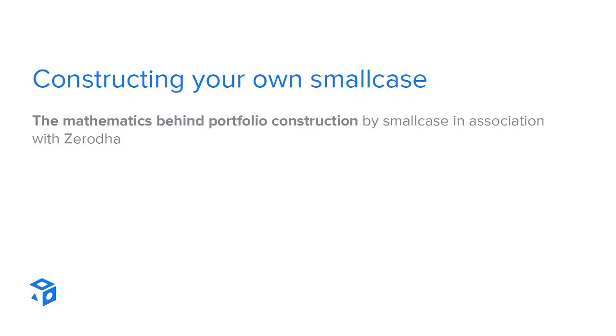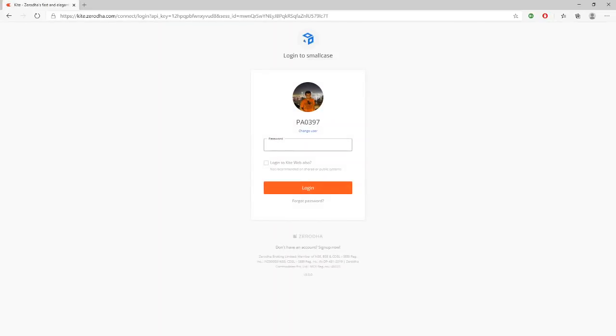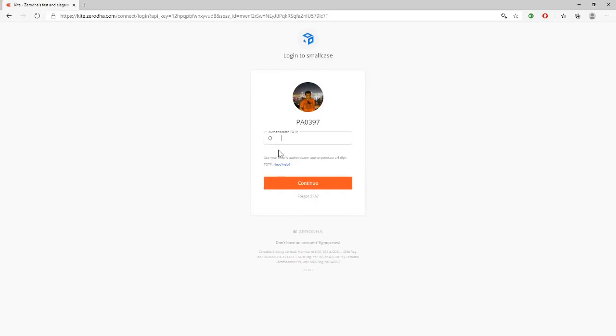For those of you who do not know what small cases are, they are basically portfolios of stocks or ETFs which are based on a particular theme or a strategy. For those of you who have not seen or accessed small case, all you need to do is go to smallcase.zerodha.com, and after that you can just log in with your Kite credentials.